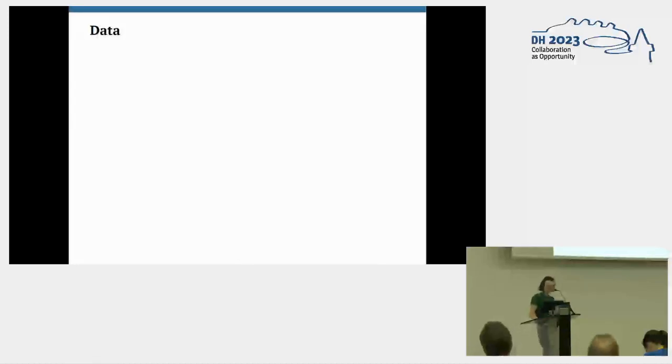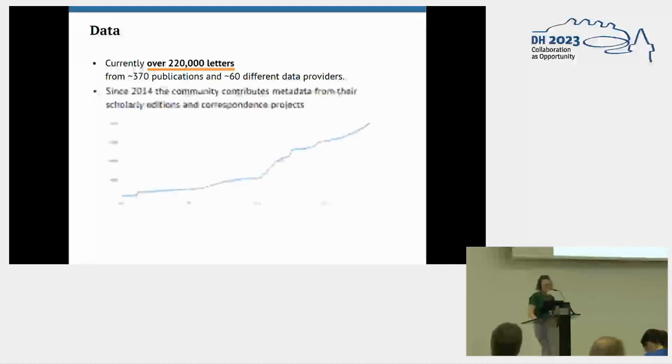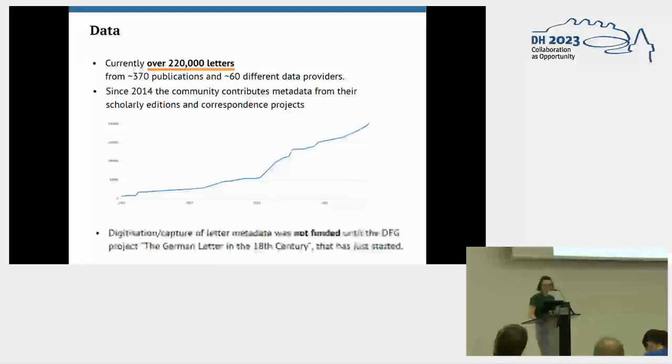So let's have a look at the data. At the moment, we have metadata on over 220,000 letters from over 370 publications and 60 different data providers. As you can see here, we've got continuous support from the community who supply us with this metadata. It should be noted, however, that there was up until recently no funding for the collection of this metadata, up until last year, through this DFG project, the German letter in the 18th century. So all of correspSearch couldn't function without the community, and it really is a group project.